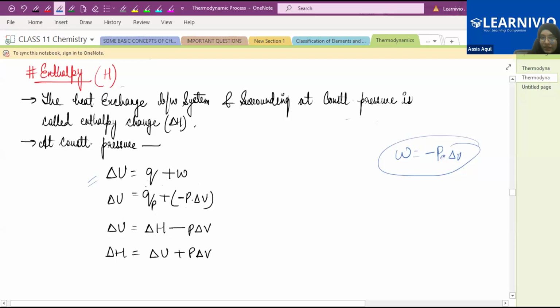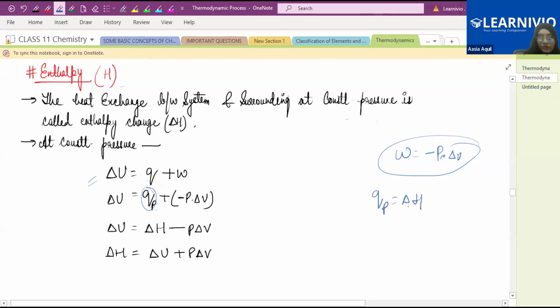Okay, next one, because QP is basically, here we will talk about the exchange of heat. Because we are just talking about the heat exchange. So we can write the QP at constant pressure. QP को हम क्या लिख सकते हैं? Delta H. Because delta H क्या होता है? It's the heat exchange. The exchange of heat. Heat ही का तो exchange हो रहा है at a constant pressure. So in this equation, we can substitute this QP as delta H.